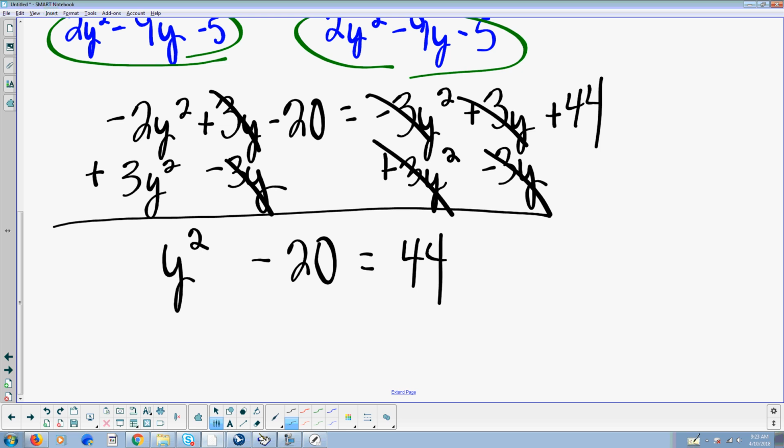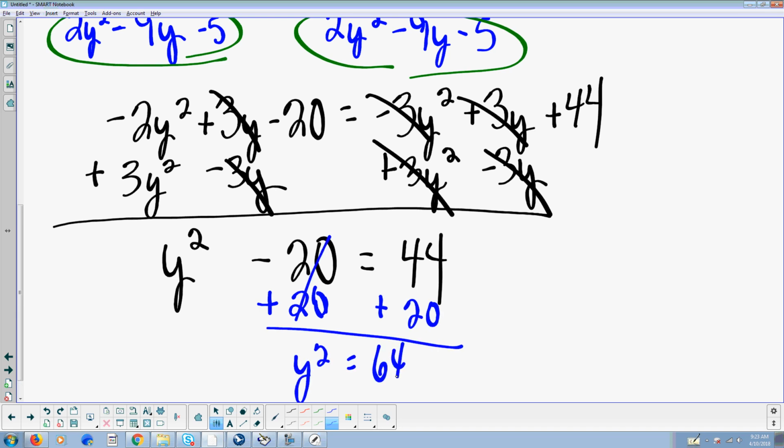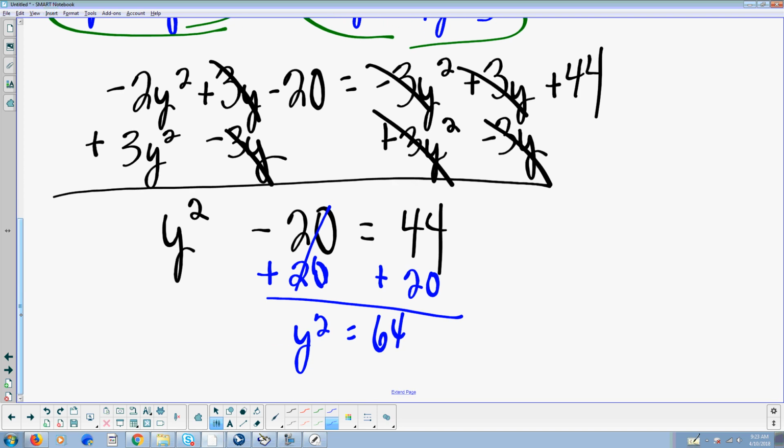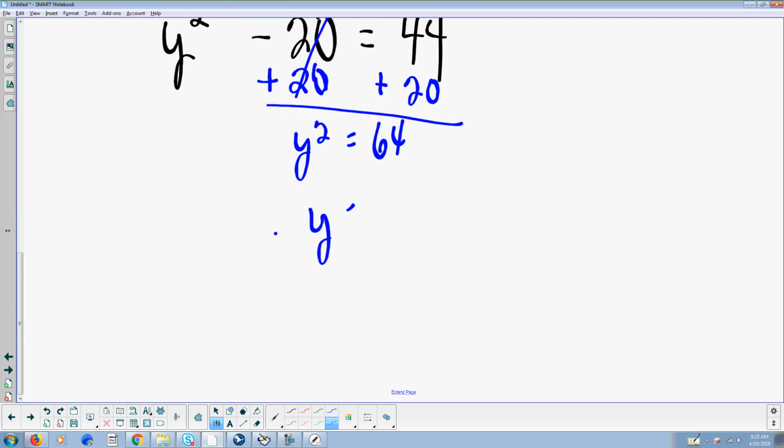Okay, I could, at this point, add 20 to both sides and take the square root, or I could subtract 44 from both sides and factor. It doesn't matter. Okay, I'm going to add 20 and take the square root. So adding 20 to both sides, I get y squared is equal to 64. And taking the square root of 64 is plus or minus 8.